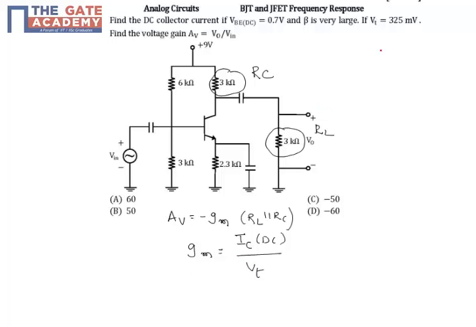Actually, this is not the VT value. It is not 325, it is actually only 25 millivolts. The data was wrong, I just corrected it. This is 25 millivolts. Then, in order to find gm, you have to find the DC collector current. So how do we find the DC collector current?